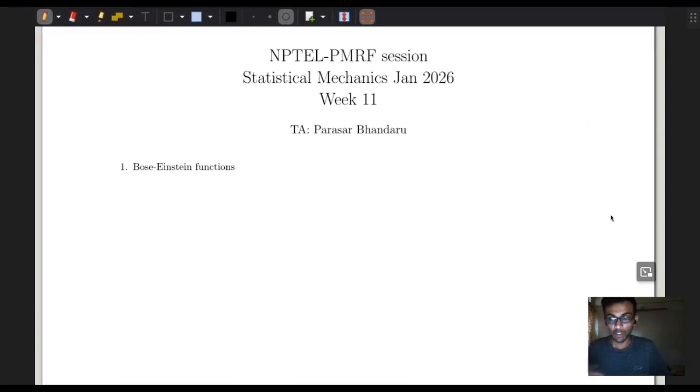Like we did for fermions, let's start by quickly looking at this class of functions called the Bose-Einstein functions or Bose-Einstein integrals, which appear often in the calculations of various quantities. So the integral of interest is this.